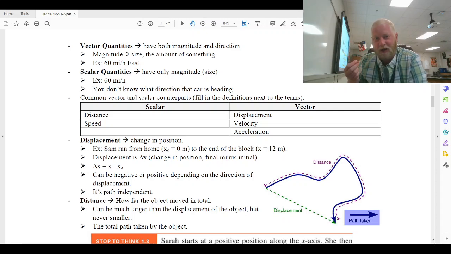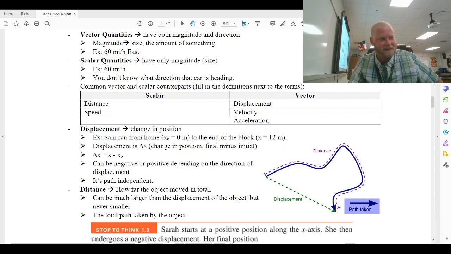So your vector quantities include both magnitude and direction, whereas your scalar quantities are simply a magnitude. Your common scalar quantities are distance and speed, and your vector quantities are displacement, velocity, and acceleration. So all of those include direction.